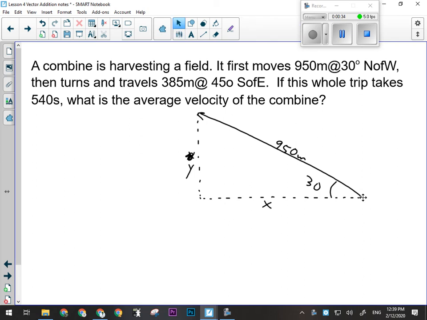And then our other one is 385 meters at 45 degrees south of east. So I'm going to put that one on the head of the first. It's only about half as long as this one. Actually, not even half as long as this one. Sorry, it's south of east. So I'm going to draw my line east, and then I'm going to go like this.